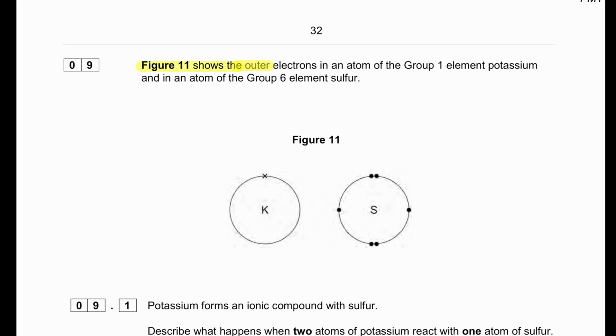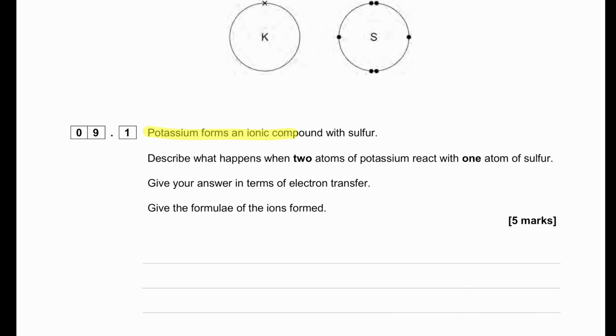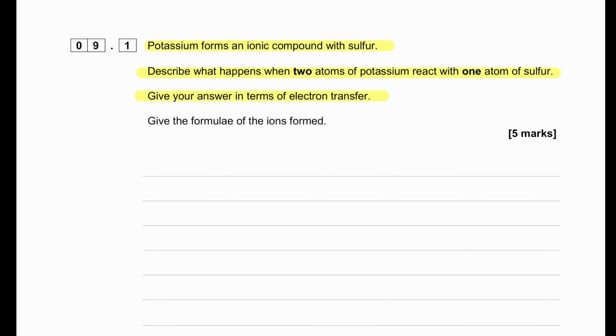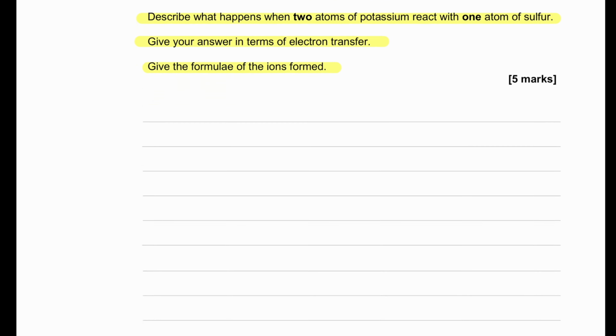Figure 11 shows the outer electrons in an atom of group 1 element, potassium, and in a group 6 element, sulfur. Potassium forms an ionic compound with sulfur. Describe what happens when two atoms of potassium react with one atom of sulfur. Give your answer in terms of electron transfer. Give the formula of the ions formed.